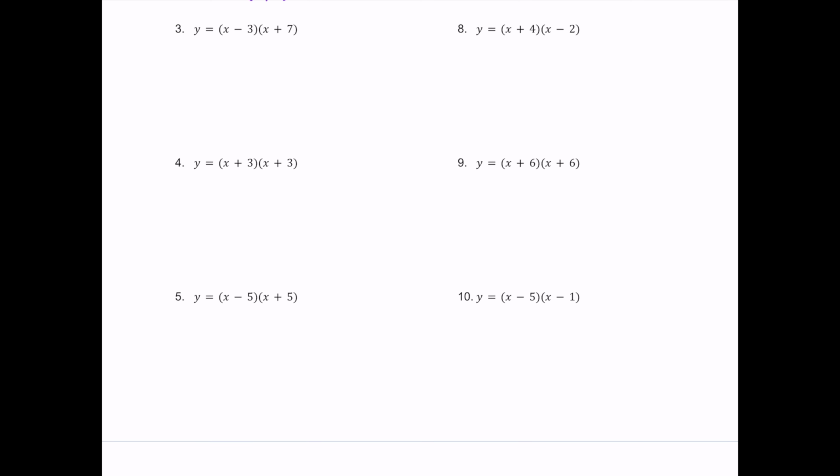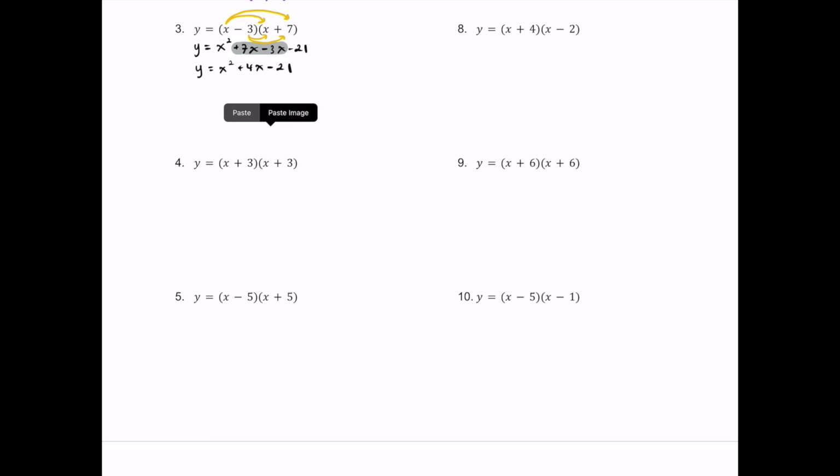So for number 3, we're going to start off by writing y equals again. Okay, and we'll go ahead and FOIL this out. So multiply x times x, and then multiply this x times 7. So first we're going to get x squared, and then we're going to get 7x, and then distributing this -3 to each of these, we're going to get a -3x and then a -21. And then we can combine those like terms of this +7x minus 3x. So we're going to get y is equal to x squared plus 4x minus 21. So that's the trinomial right there.